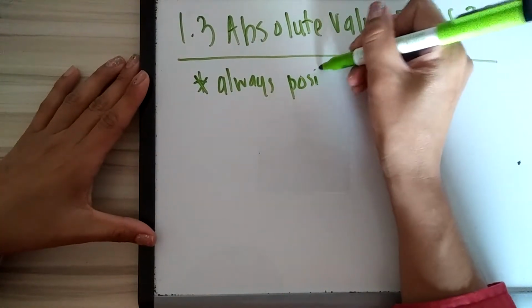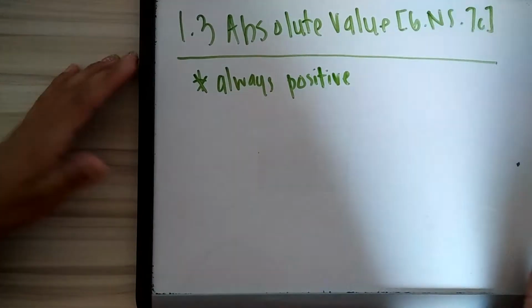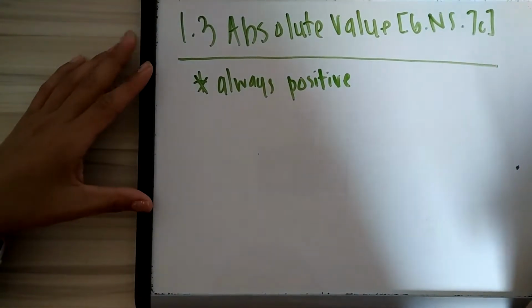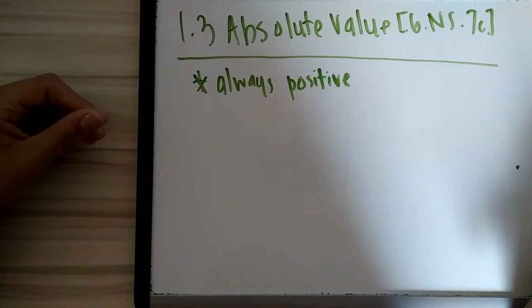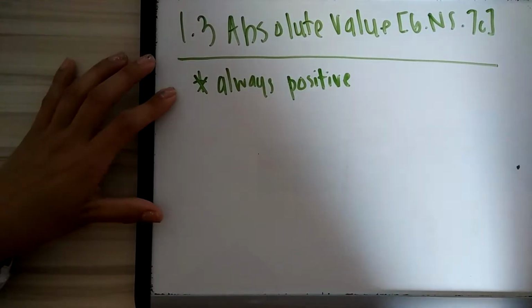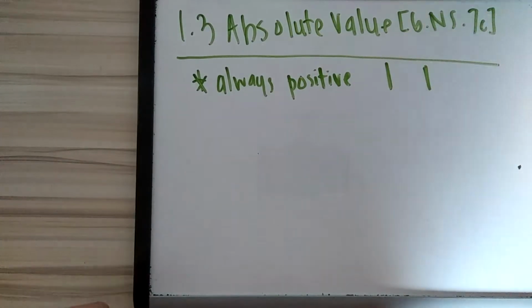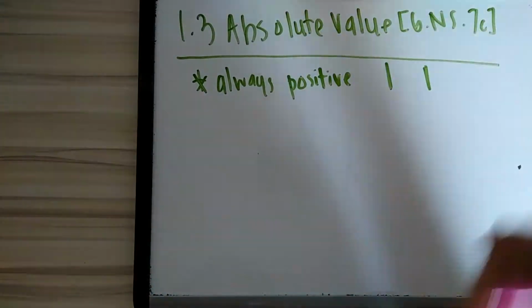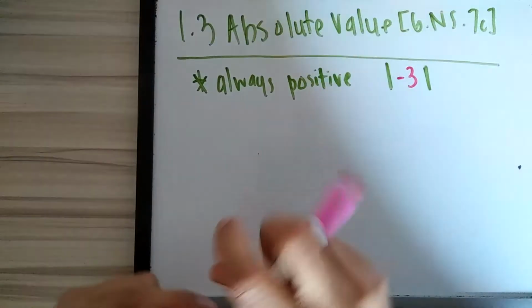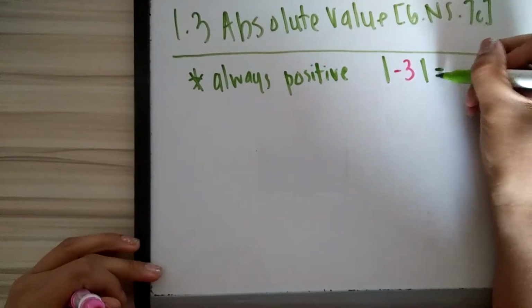And the reason is because absolute value is the distance, so the distance has to always be positive. There's no such thing as negative distance. So that's what it is. And the symbol that we use is basically two vertical bars like that. So if I was to have a -3, I'm saying the absolute value of -3, and then I'll have to find the answer right there.